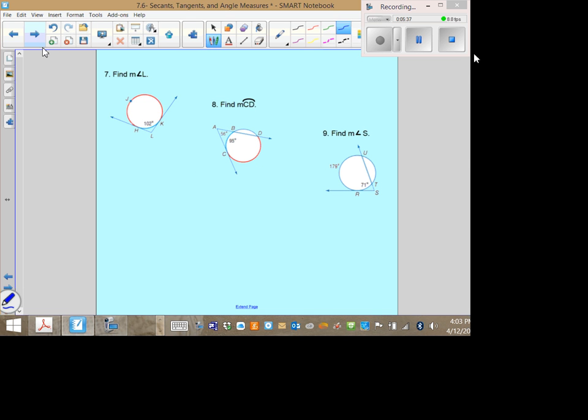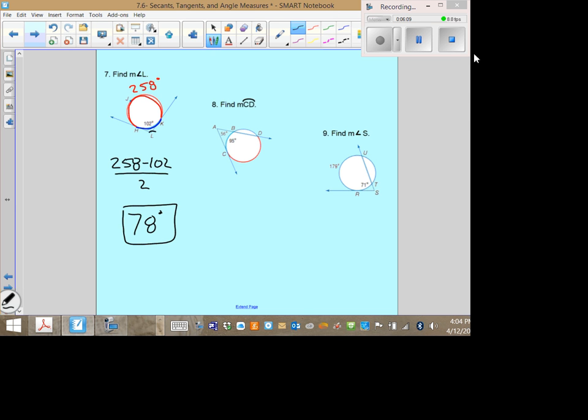So a couple examples of this. If this arc right here is 102 degrees, that makes the red part 360 minus 102. So we get that to be 258 degrees. And so we take our big arc, our 258, and we subtract 102. We divide by 2. So we get that to be 78 degrees. So angle L there is 78.